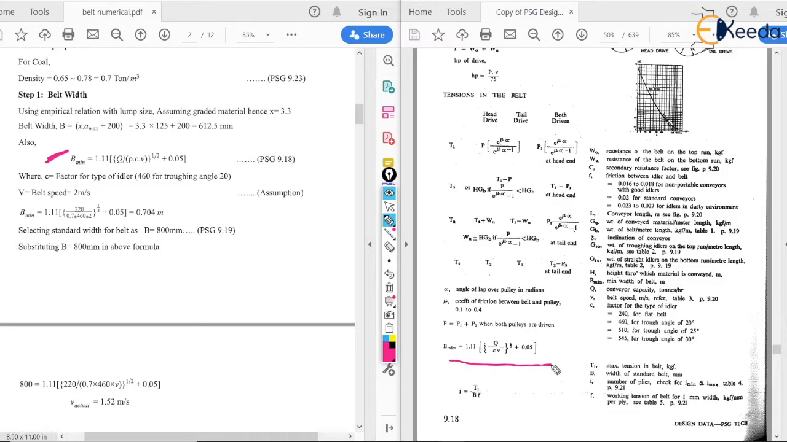As you can see here, B minimum is equal to 1.11 Q upon CV raised to power 1 by 2 plus 0.05, where T1 is the maximum tension in the belt, B is width of standard belt, then we are going to take it from PSG 9.21, and here the working tension of the belt per 1 millimeter width, kg per mm per ply. So here we are going to check, actually it is for F value. So first we will go with one by one value.